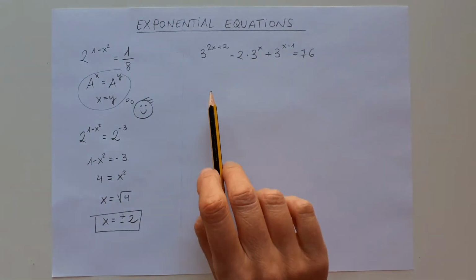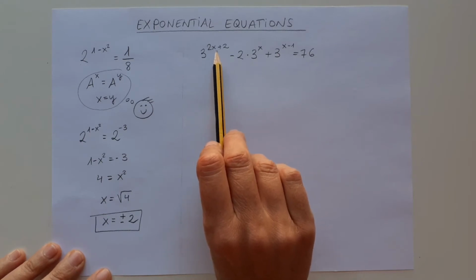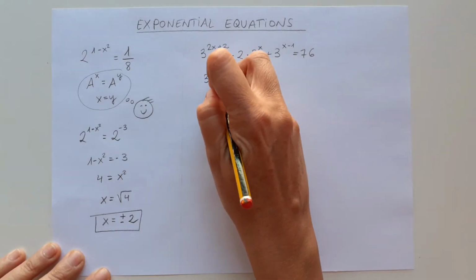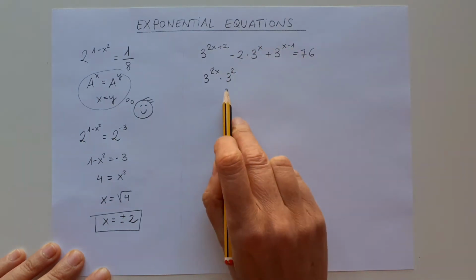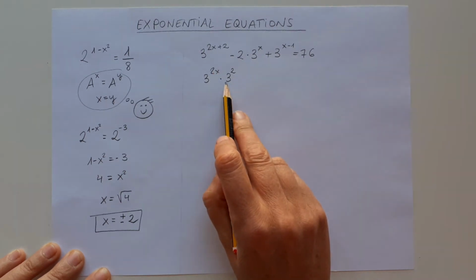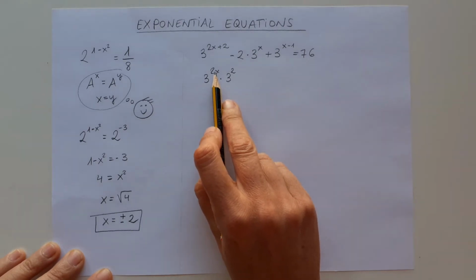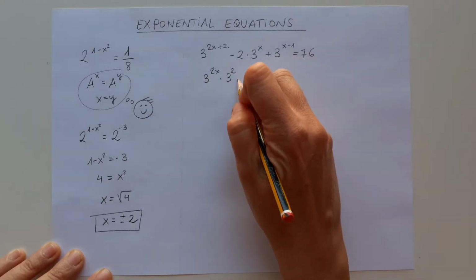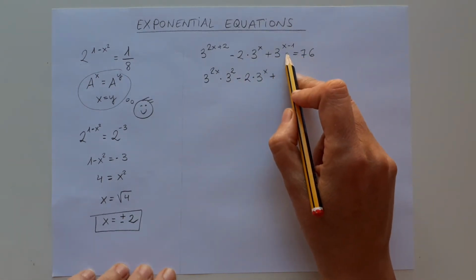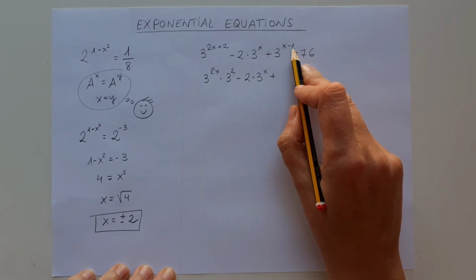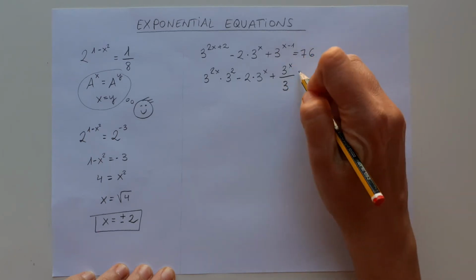Remember, when I had powers of the same base multiplying, I added the exponents. So in this case, I can write that this equals this. All right, because I use the property in the other direction, right? Powers of the same base multiplying, I have to add the exponents, so this is the same as this. Then I copy this, and I'm going to use a similar property, but when we subtract the exponents. This comes from a division, 3 to the power of 1, right?